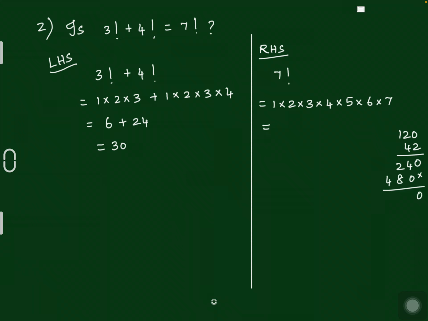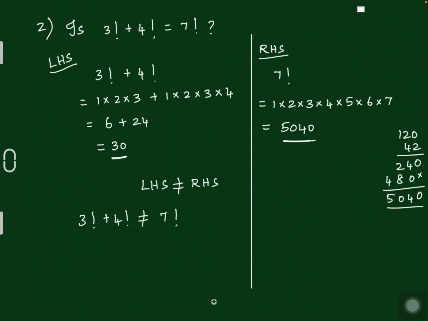You get 5040. Now, 3 factorial plus 4 factorial is nothing but 30 and 7 factorial is nothing but 5040. Are they equal? No. So LHS is not equal to RHS. So 3 factorial plus 4 factorial is not equal to 7 factorial. So what is the answer? 3 factorial plus 4 factorial is not equal to 7 factorial.